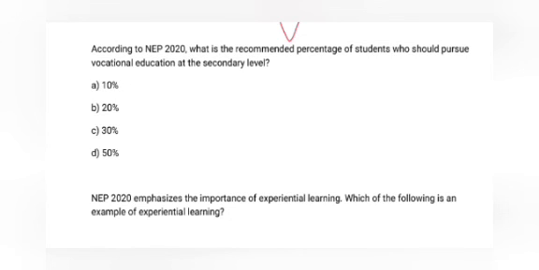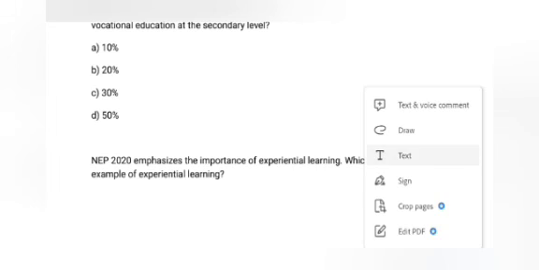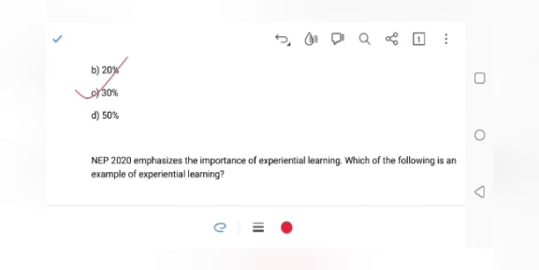Next, according to NEP 2020, what is the recommended percentage of students who should pursue vocational education at the secondary level? 10, 20, 30, 50%. It will be number C, that means 30%.